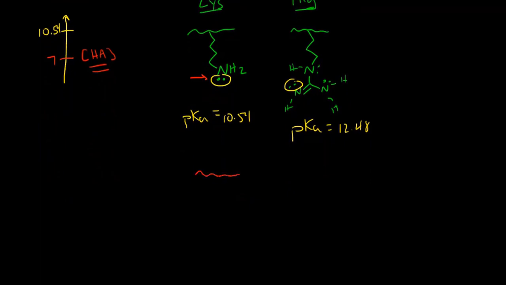So lysine, 1, 2, 3, 4, NH3 plus. This is the protonated form of lysine. And arginine, we have 1, 2, 3 carbons, nitrogen onto another carbon. Here we've protonated this nitrogen. So arginine, in its protonated form, its acidic form, also has a positive charge.